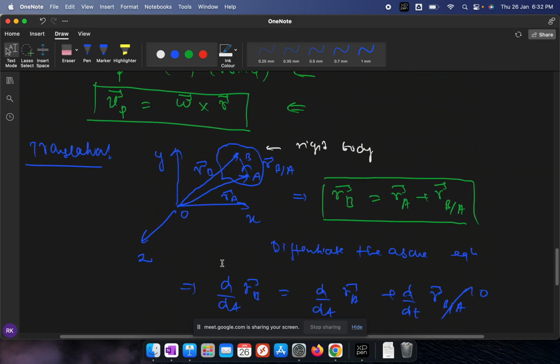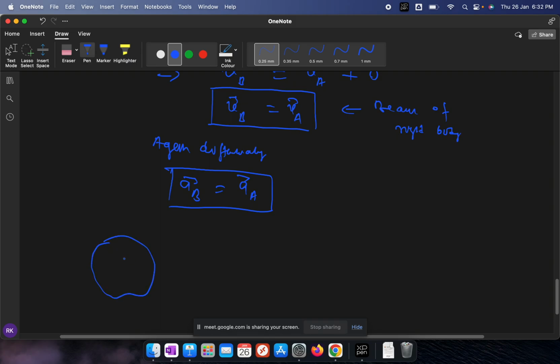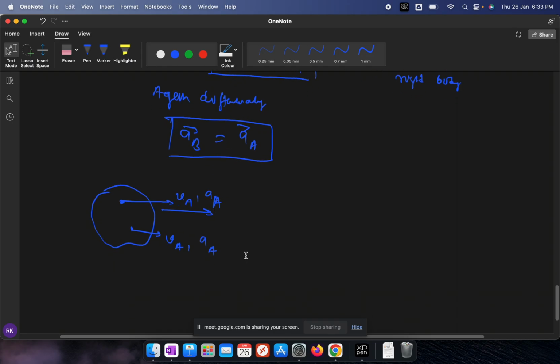It means that when a body translates from one position to another position, if the velocity of this point is Va, then in the case of translation the velocity of the other particle will also be Va, and the acceleration will also be the same. But you have to keep in mind that this is the case of pure translation, not in the case of rotation.